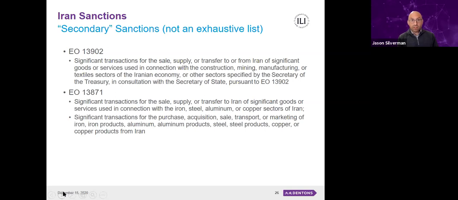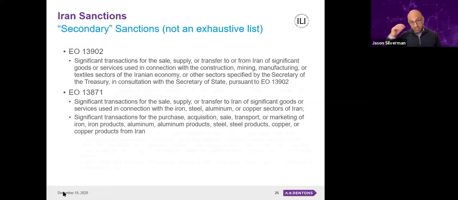So, for instance, significant transactions for the sale, supply, or transfer to or from Iran of significant goods or services used in connection with these sectors, or significant transactions for the purchase, et cetera, of iron, aluminum, steel, copper, et cetera, products from Iran are sanctionable activities under these executive orders.